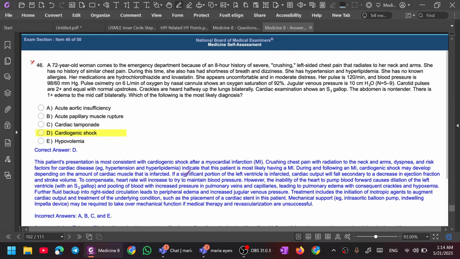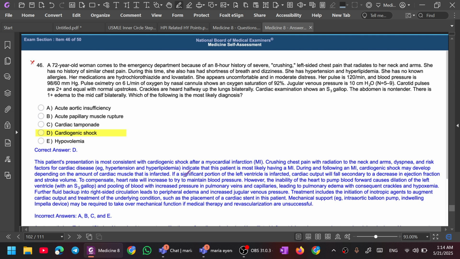If a significant portion of the left ventricle is infarcted, cardiac output will fall secondary to a decrease in ejection fraction and stroke volume. To compensate, the heart rate will increase to try to maintain BP. However, the inability of the heart to pump blood forward causes dilation of the left ventricle, with the S3 sound, and pooling of blood with increased pressure in pulmonary veins and capillaries, leading to pulmonary edema with consequent crackles and hypoxemia. Further fluid backup into the right-sided circulation leads to peripheral edema and increased JVP.